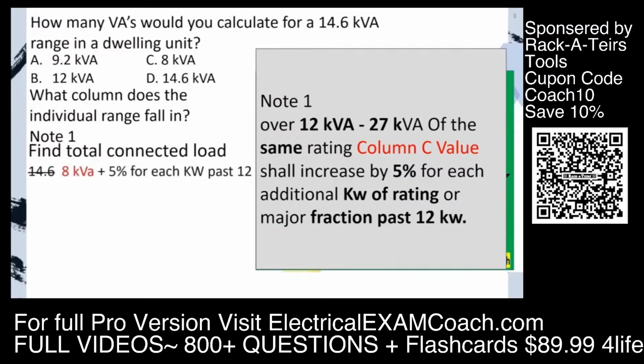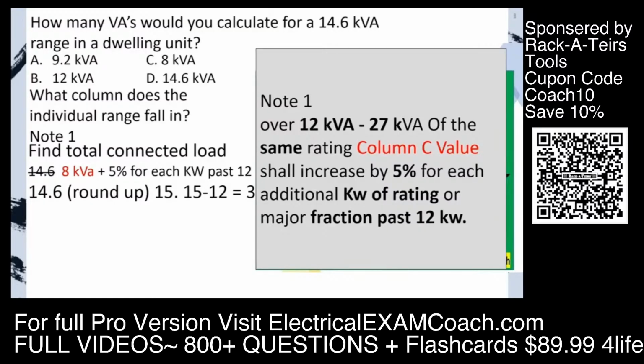So we start on the left-hand side and find our number of ranges, which is 1, and then we cross over and find the column C value, which is 8 kVA. It wants us to increase that number by 5% for each kW we are past 12. Well, we're 14.6 past 12. And what the code states is that you're going to increase it for each kW past 12 or major fraction thereof. That's just a fancy way of saying if it's 0.50 or greater, you're going to round up. If it's 0.49 or less, you're going to round down. Well, in this case, we're 0.6, so we're going to round up to 15 kVA.